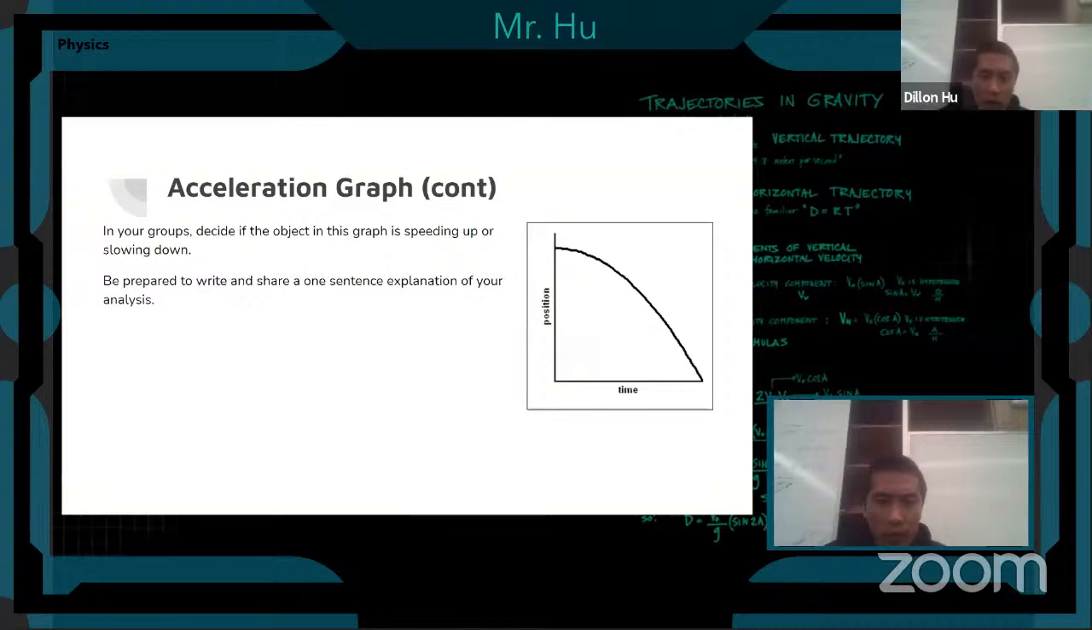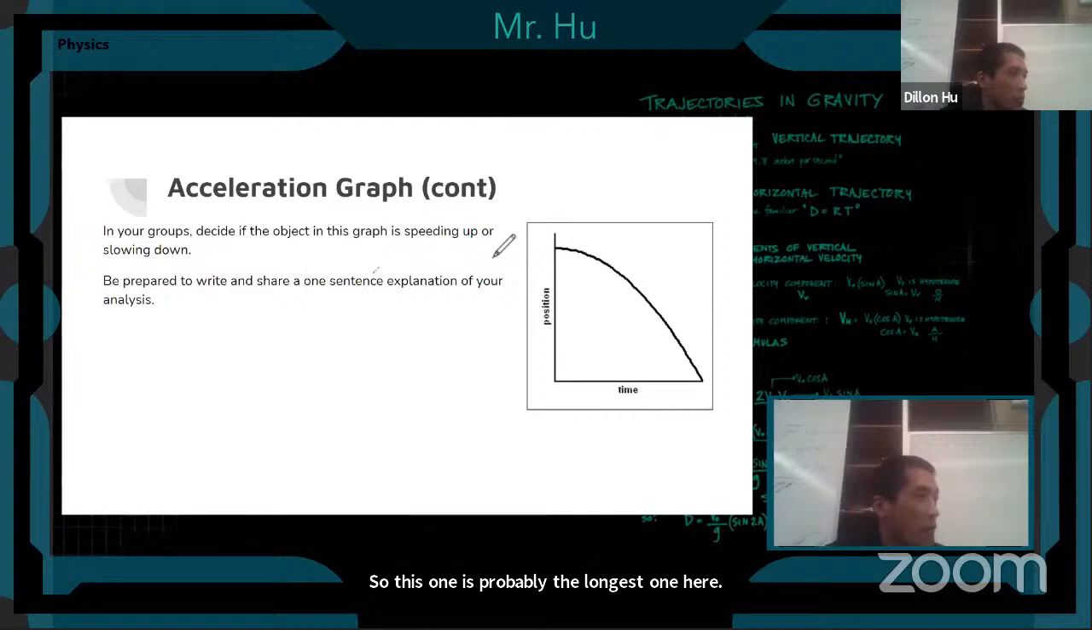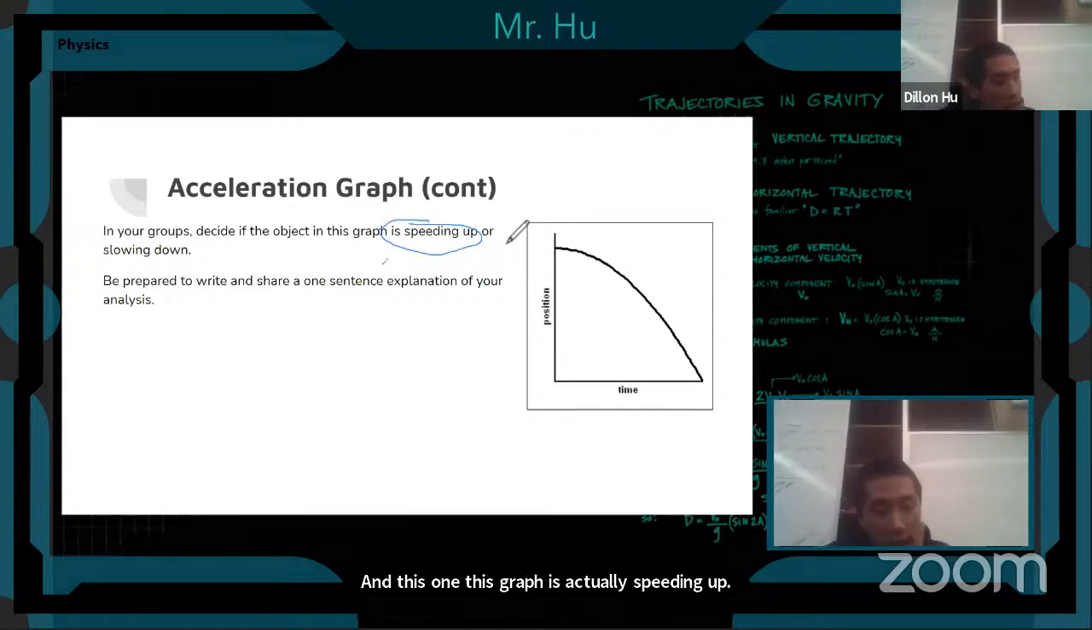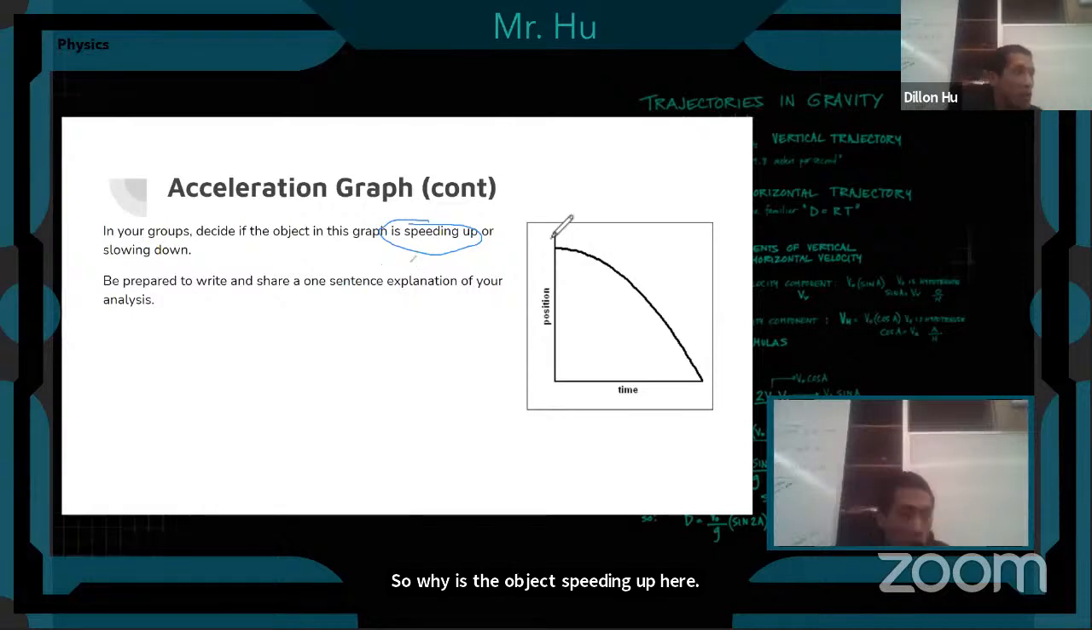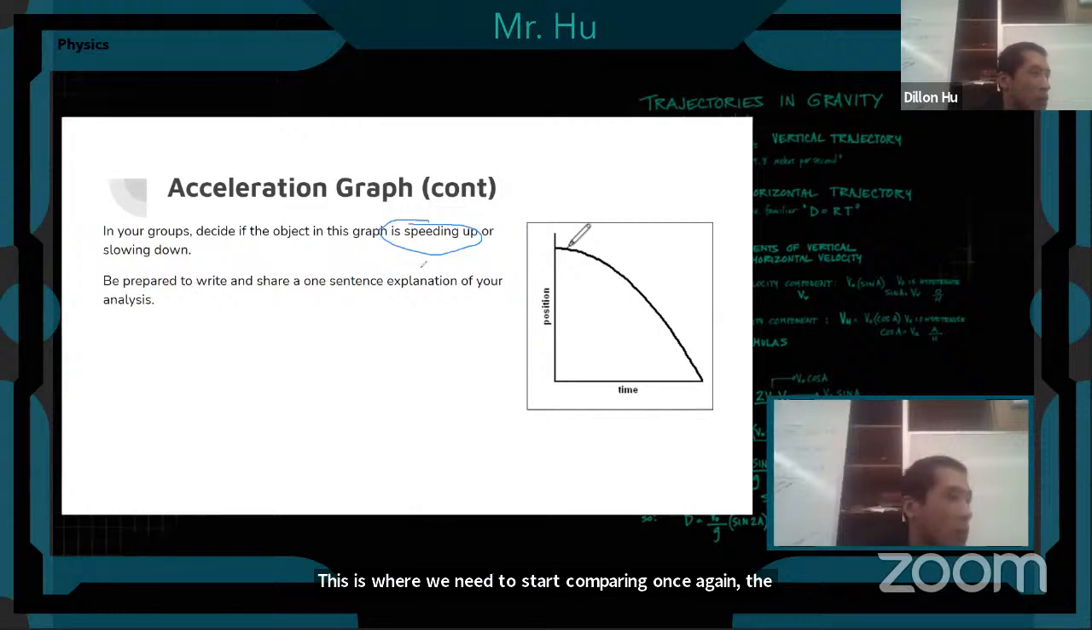So this one is probably the wonkiest one here. And this graph is actually speeding up. So why is the object speeding up here? This is where we need to start comparing, once again, the steepness of the slopes. And we need to start looking at how much position we're covering in how much time.